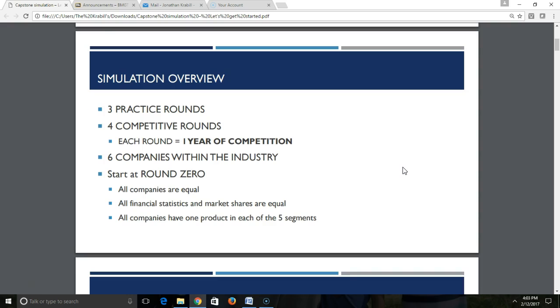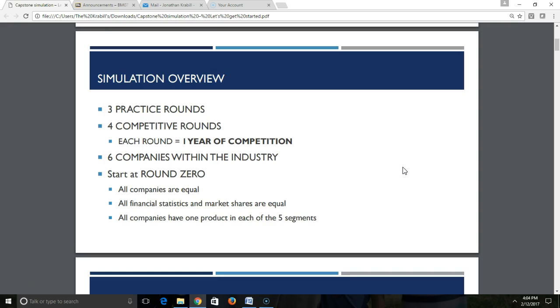So just so we're all on the same page, 3 practice rounds and 4 competitive rounds. Each round of the simulation actually takes place in 1 calendar year, so January through December. The important reason for that is so that we have the ability to see changes in the marketplace, implement the decisions that we've made, and lastly, everybody's working from the same starting point, right?